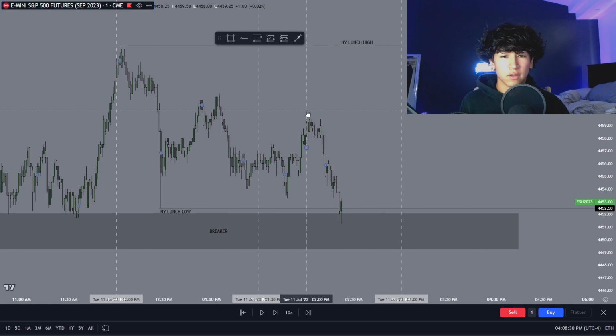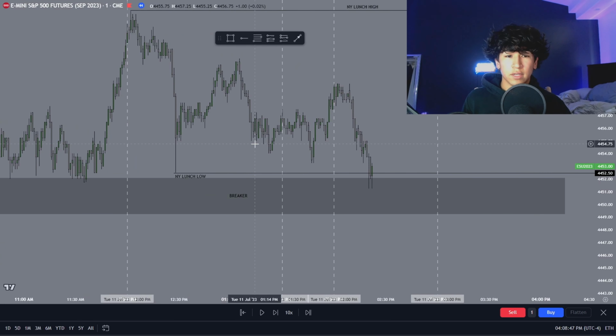Then you're going to mark out 2 to 3. Why 2 to 3? Because that is the time that the PM silver bullet starts. So you want to look for maybe a raid of either liquidity, break of structure, fair value gap, and target the opposite, sell side liquidity or buy side liquidity. Okay, so let's get straight into it.